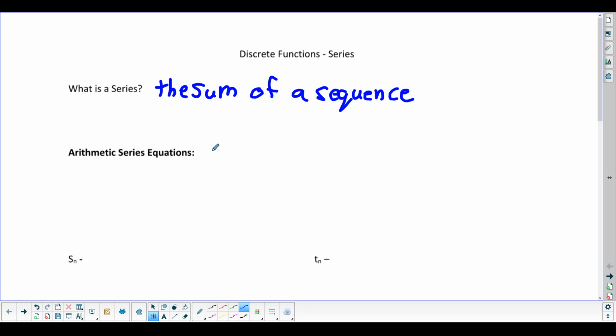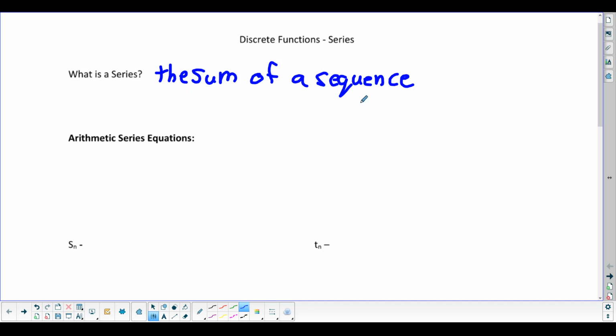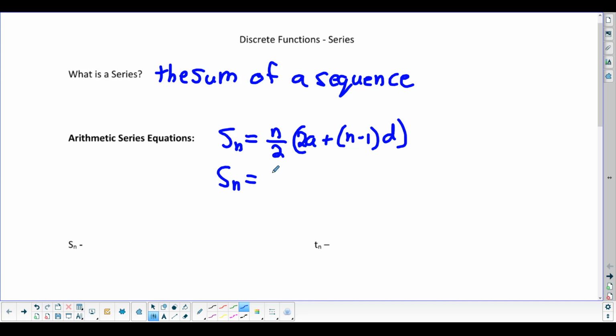So we have some equations that are going to help us find the sums of these series. They look like this. S of n, this is for arithmetic series. S of n is n over 2 times 2a plus n minus 1 times d. Okay, and all these letters represent the same things as they did before. Now there's an alternate equation we can also use. S of n is n over 2 times a plus t of n.